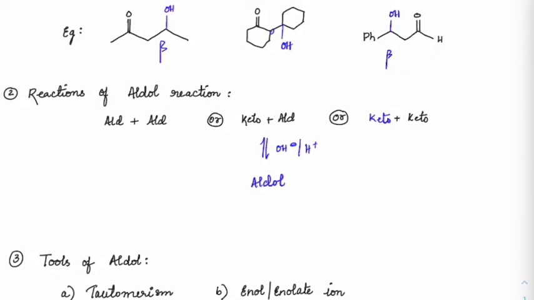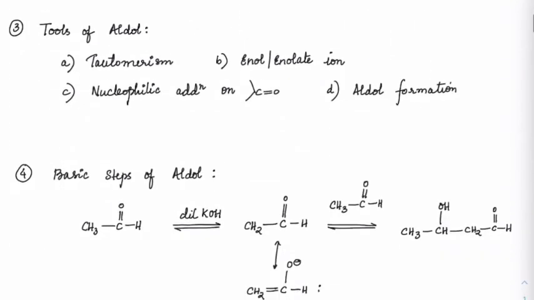Okay. During the aldol formation, what are the important fundamentals we will be looking at? We will see through tautomerization how an enol or an enolate is formed, how a nucleophilic addition will happen on the C double bond O, and finally how an aldol is formed. So these are the basic tools which are going to be seen during the aldol formation.